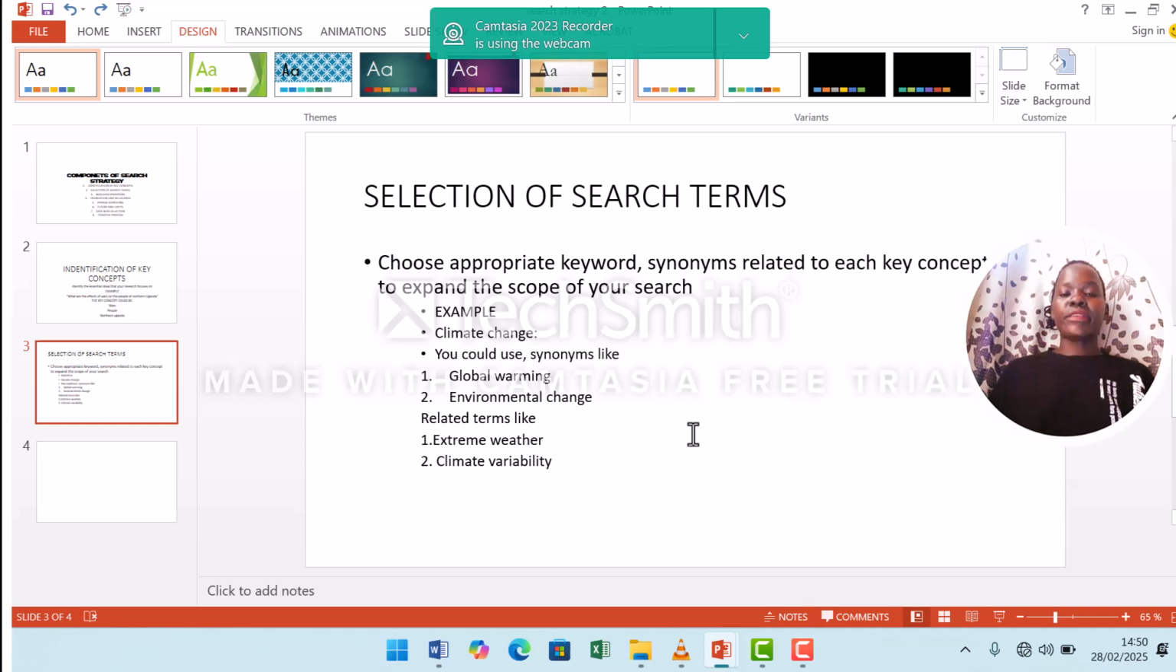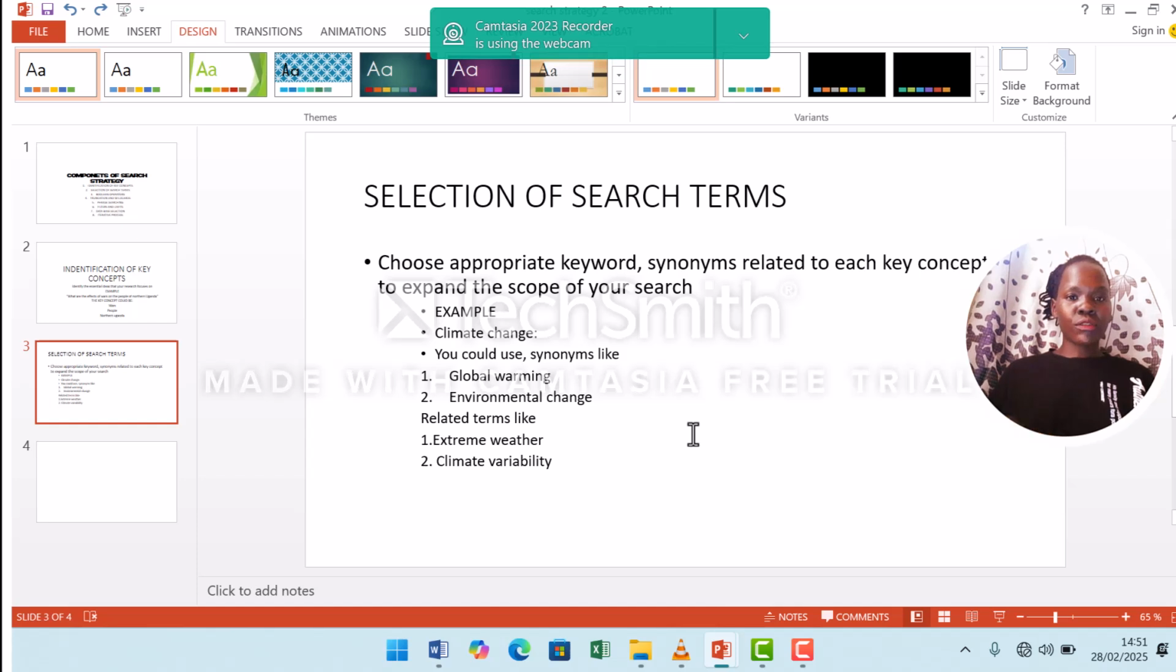So we can take an example here, maybe for the concept climate change, we could use synonyms like global warming, environmental change. Here it is just to expand the scope of your search. Then we can use related terms maybe like extreme weather or climate variability. Yeah, that is selection of site terms in order to expand the scope of your site during your research.